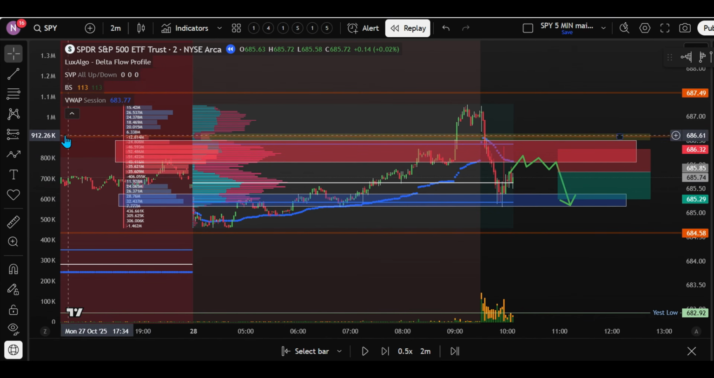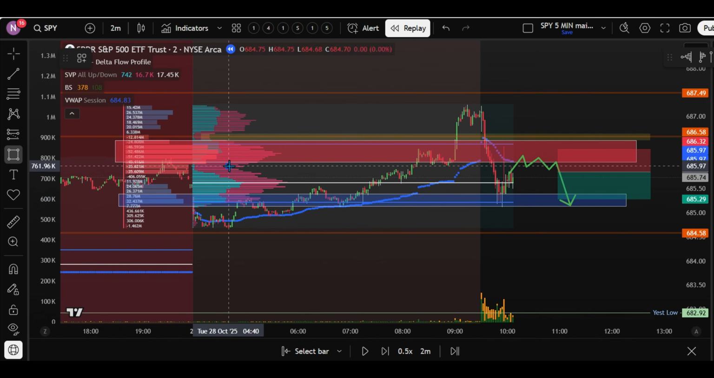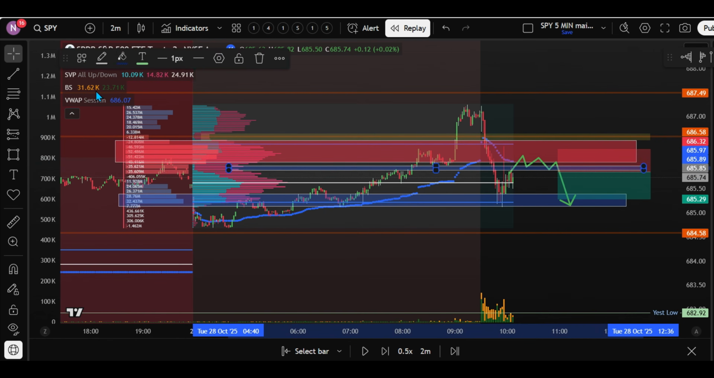And there is also a low volume node here. Let's go ahead and mark that off as well. Our low volume node right here.